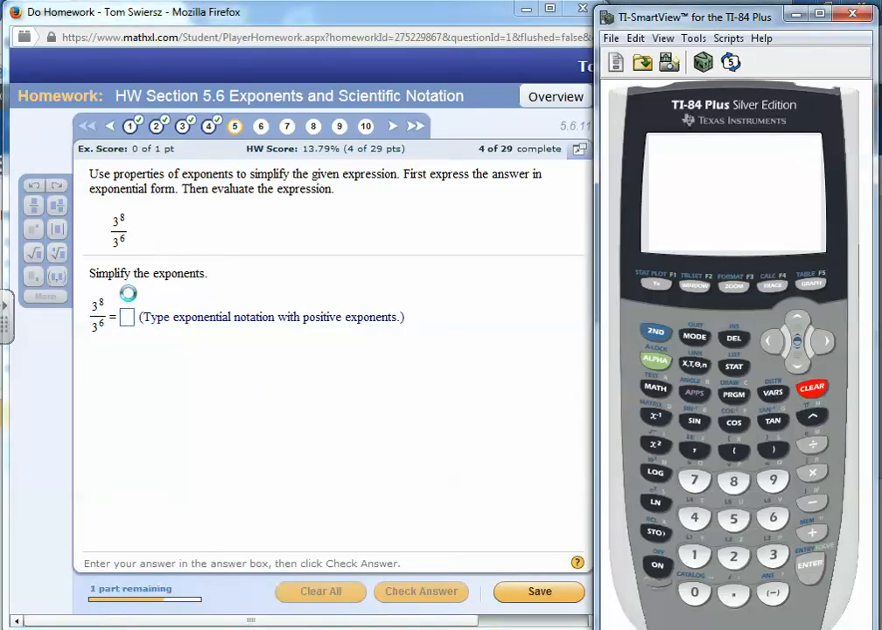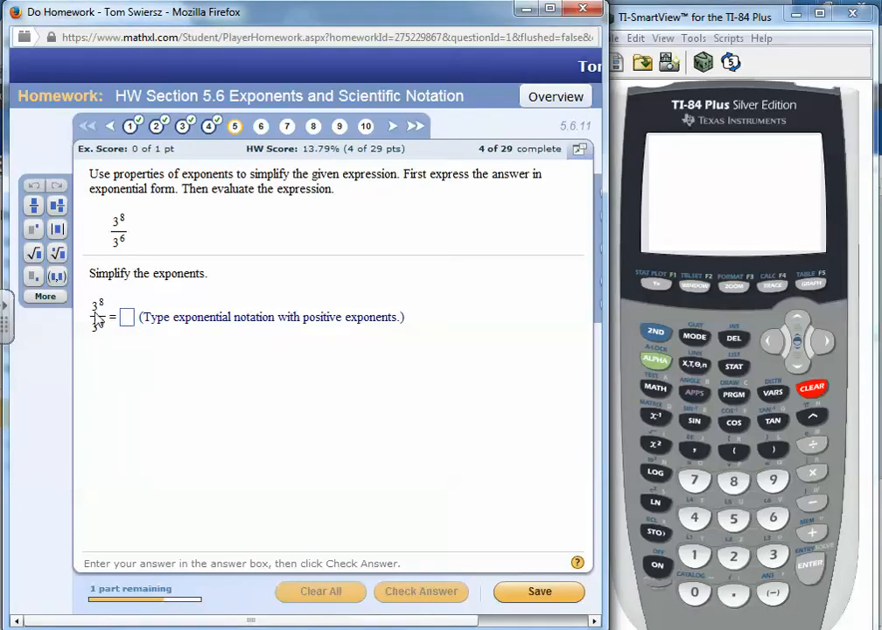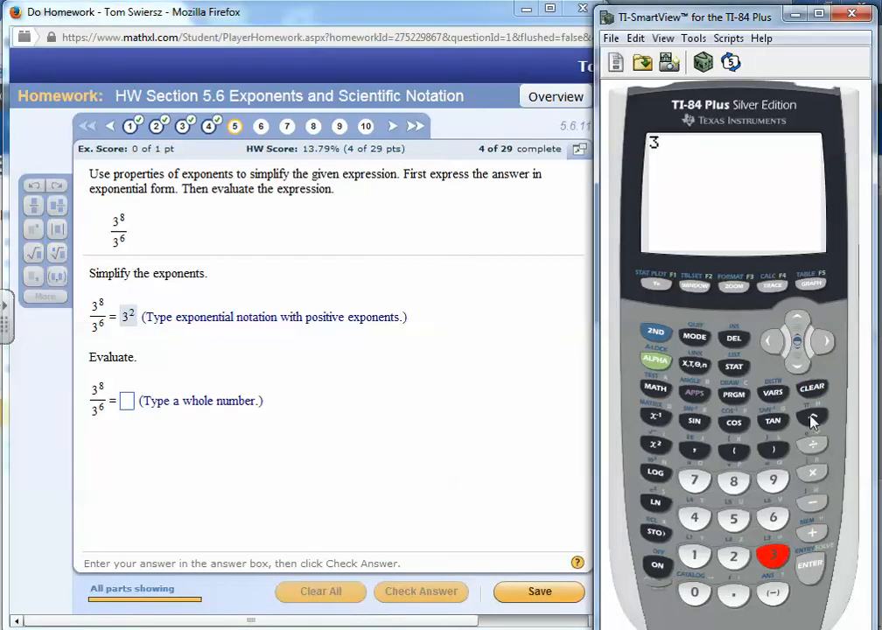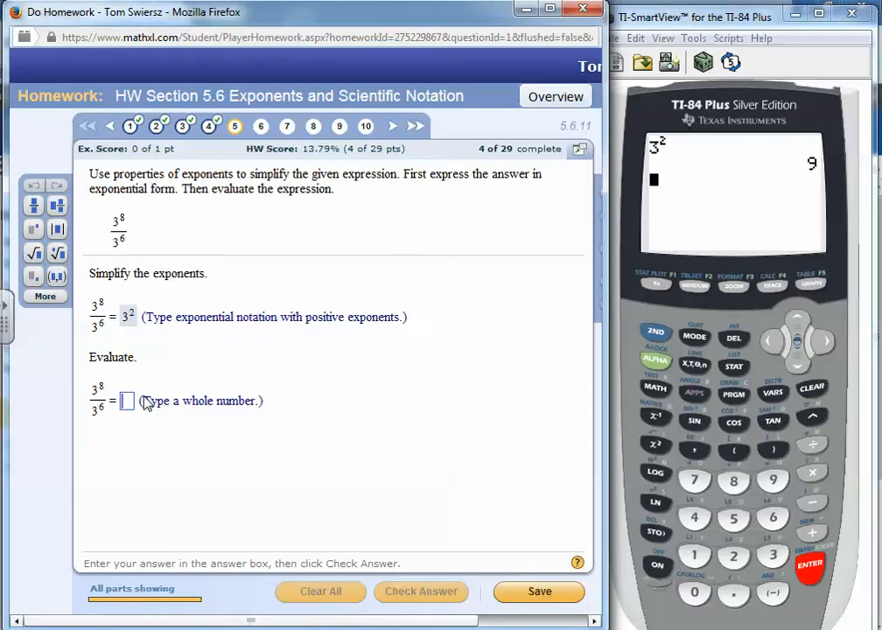Okay, 3 to the 8th divided by 3 to the 6th, you're subtracting the exponents, right? So 8 minus 6 would be 2, similar to the problem we just did, 3 to the second. So then 3 squared we know is 3 times 3, which is 9 when we compute it.